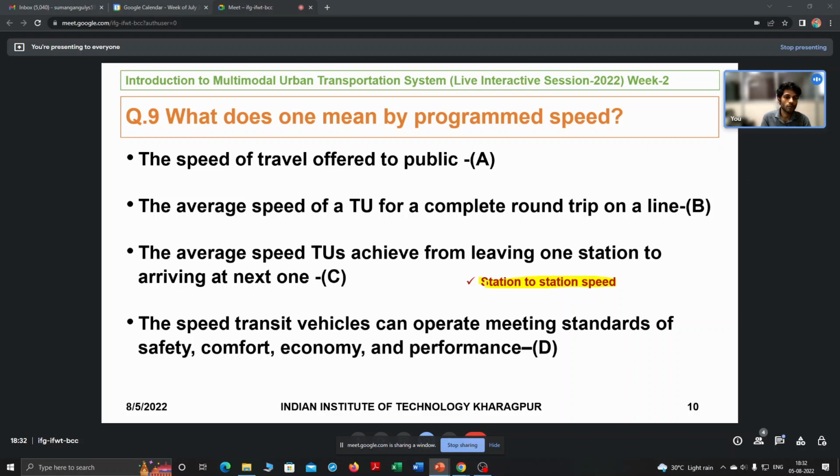And then the performance. Here, you can assume performance is the schedule, on-time arrival, those kinds of things, right? So then the correct answer would be D. This is the program speed that will be set by the operator.